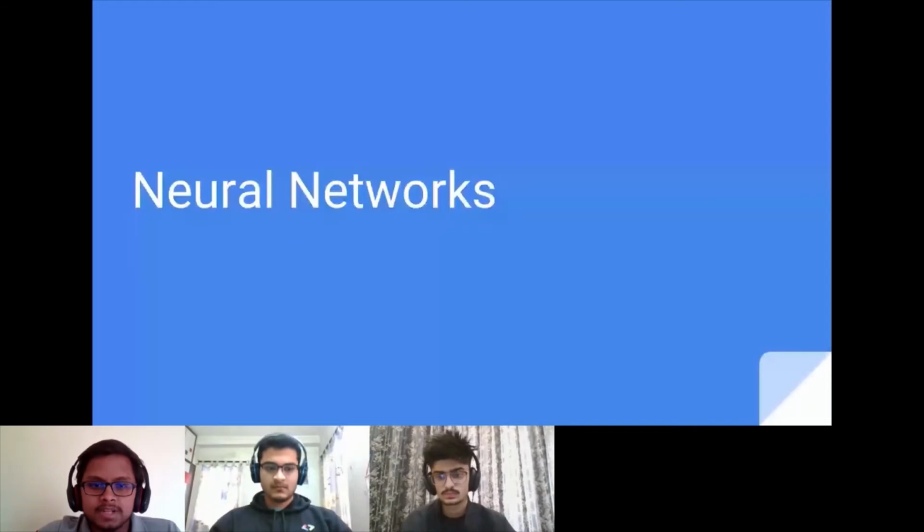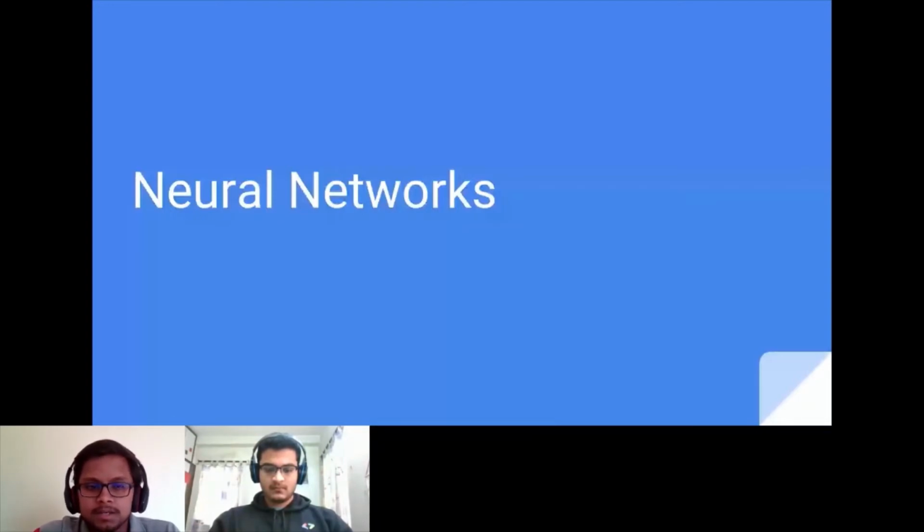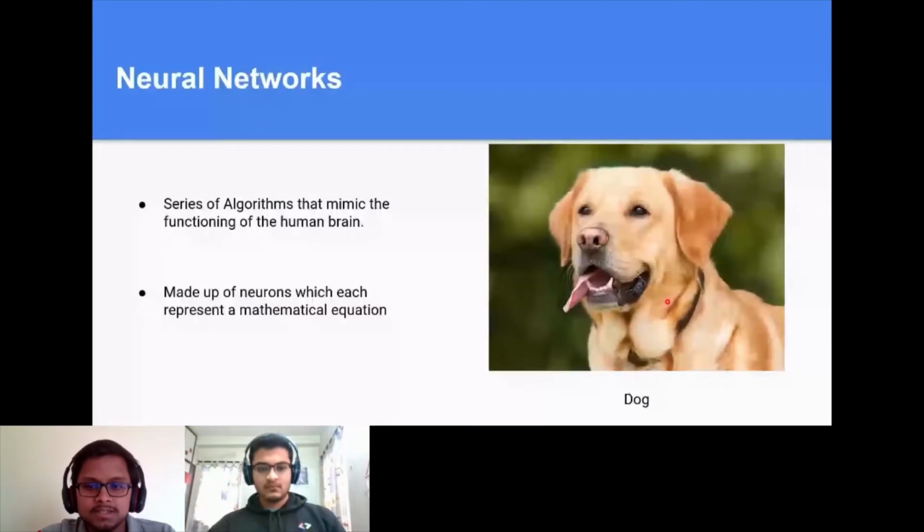On my screen, I have the picture of a dog. When you look at this picture, the very moment you look at it, you know that it's a dog. But how? Unlike a usual program, you don't look at the picture, compare it with other dogs that you have seen before, and then make sure that yes, it is a dog. As soon as you look at it, you just know that it is a dog.